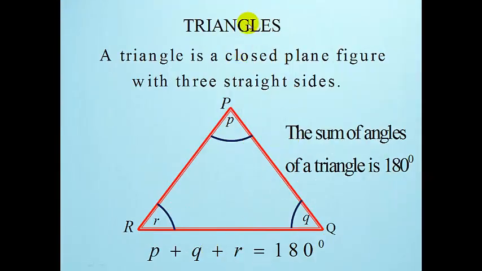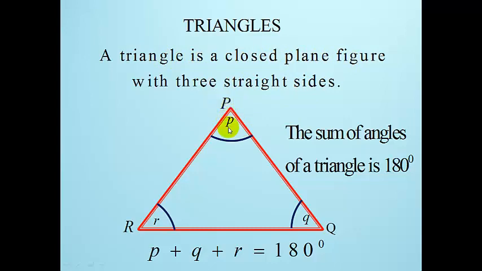Now triangles. A triangle is a closed plane figure with 3 straight sides. So considering this triangle as shown, we have 3 straight sides. That is, we have side PR, that is one side, another side PQ, and another side RQ. These are 3 straight sides and they are closed. So a triangle is a closed plane figure with 3 straight sides.